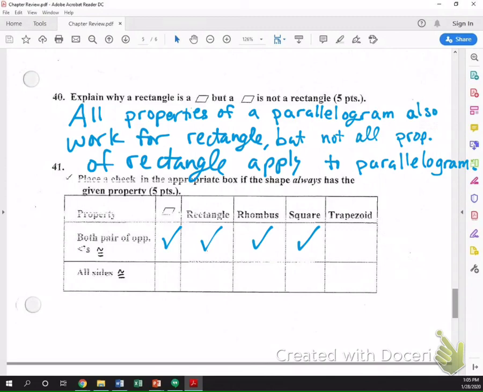All sides are congruent. Does that work for a parallelogram? Nope. Does it work for a rectangle? Does it work for a rhombus? Yes. Does it work for a square? Yes. And it doesn't work for trapezoid, obviously. I would be prepared to do this box for any of the properties.